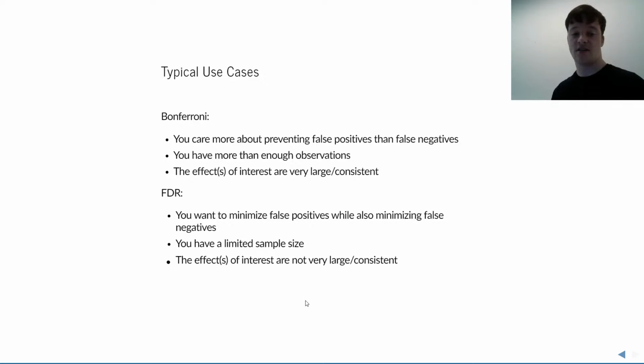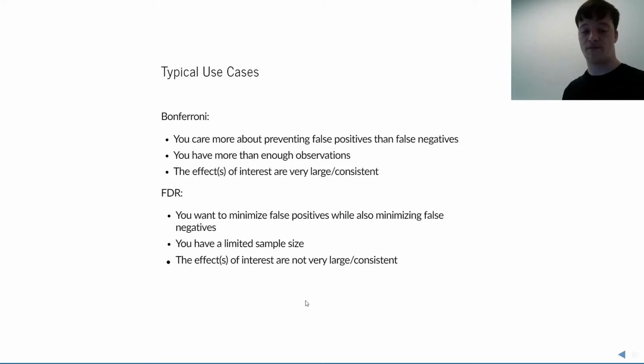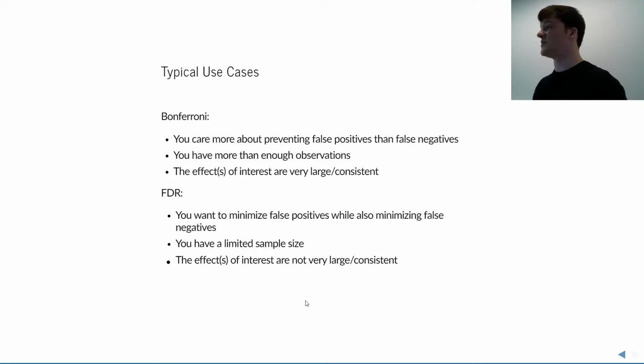If, on the other hand, the differences you're studying are small, you're working with a limited sample size, or the effects are not very consistent, then this FDR correction is a lot more attractive, because it will give you more significance while still having corrected for multiple testing.